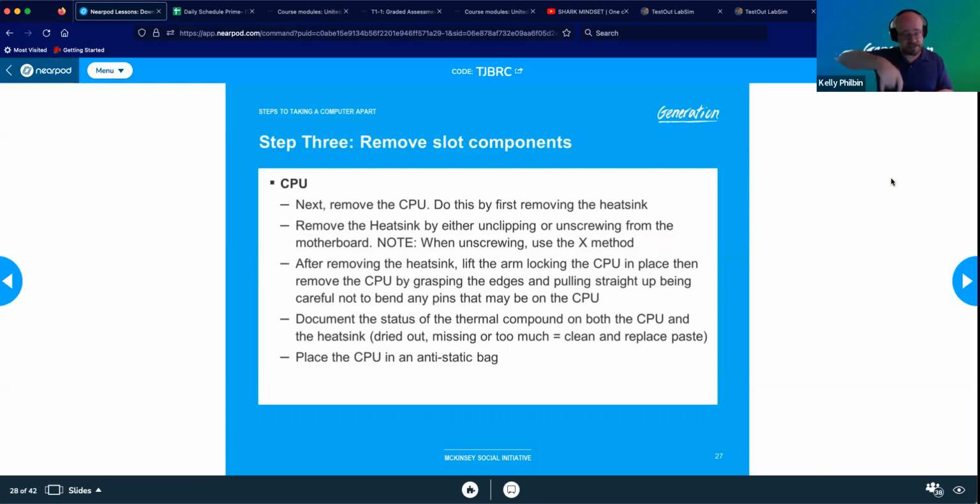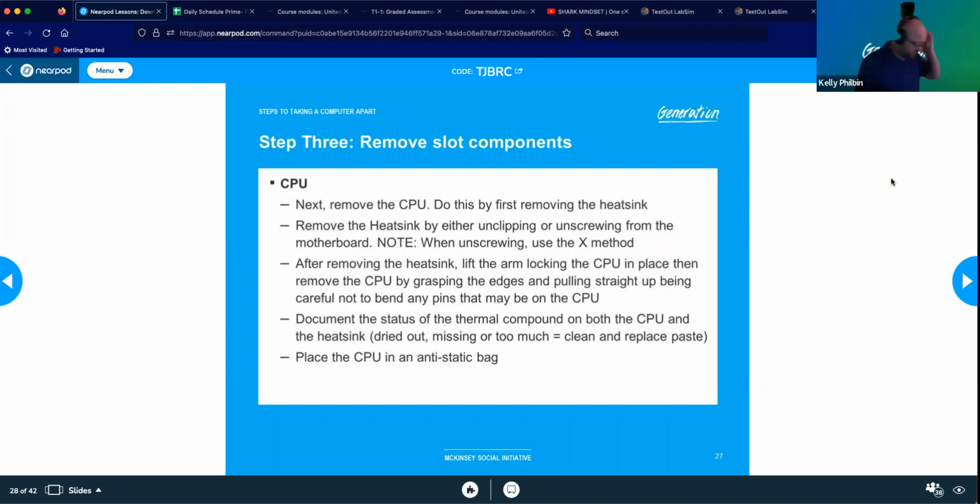If it does not move easily, one of the nice things to keep in your bag is unwaxed, unflavored dental floss. Because then you can just put it in between the heatsink and the CPU, gently rock it side to side, and you break the seal of the thermal paste and you can pull it off.